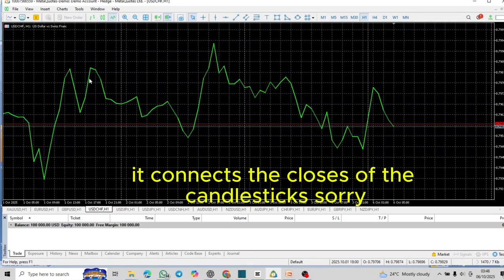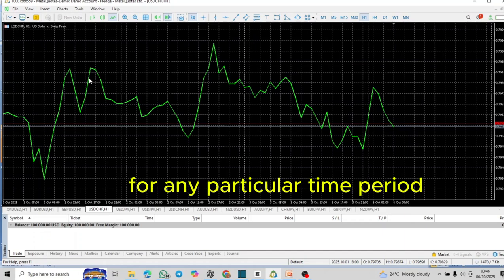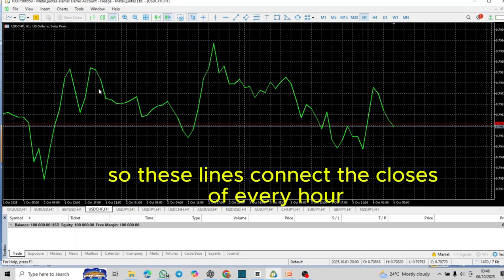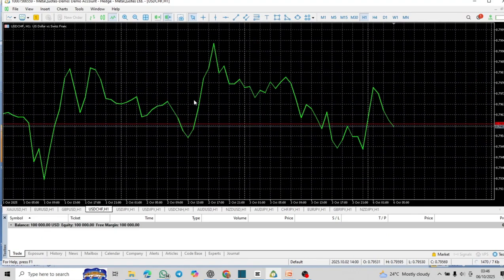It connects the closes of the candlesticks, the closes of the market for any particular time period. For instance, this is 1 hour time period. So these lines connect the closes of every hour. So that is what we have here.